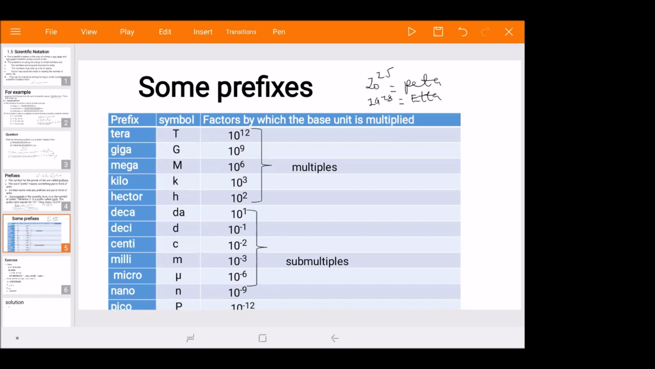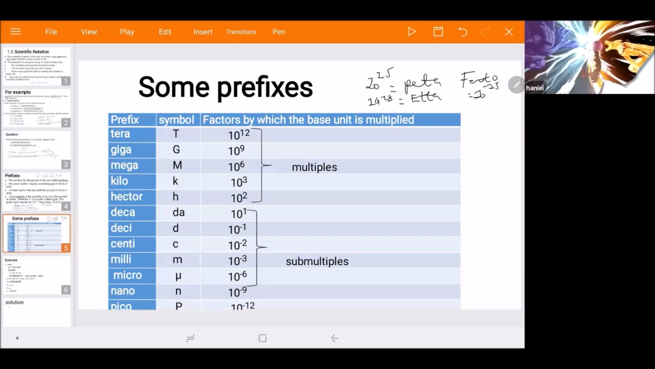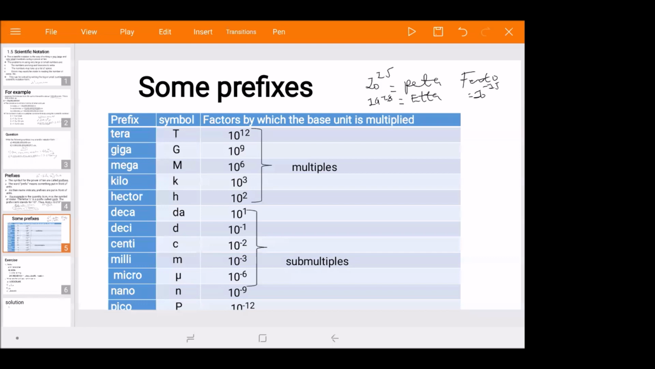For the negative side, for very small numbers, for example, you can see femto, which is not mentioned on this table. Femto means 10 to the power of minus 15. Atto is a submultiple which represents 10 to the power of what? 10 to the power of negative 18.